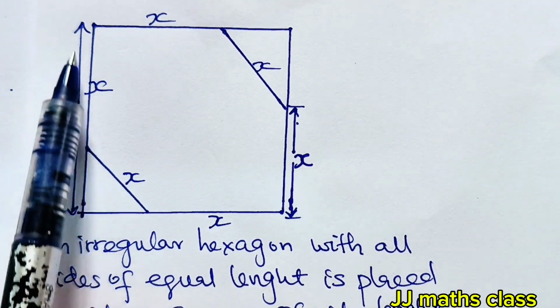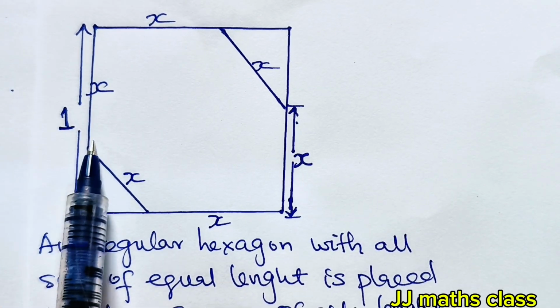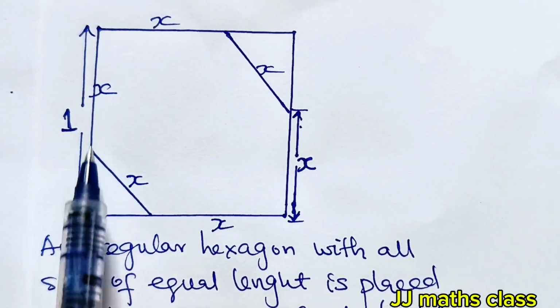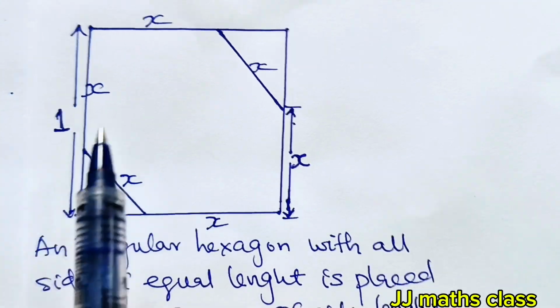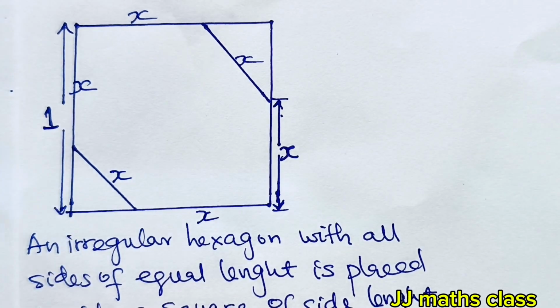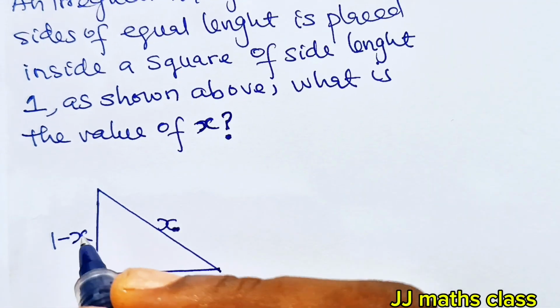Remember that the whole of this place is what? 1. Okay, so that means that this side is what? 1 minus x. Remember that this is x as well, it's the side of a hexagon. So it means that 1 minus x will give us this side. Okay, so we can write this side as 1 minus x.